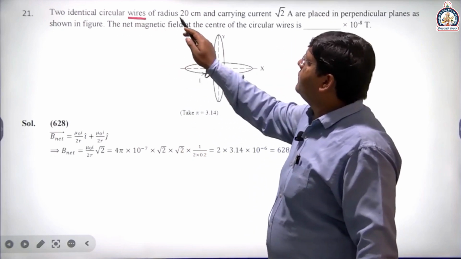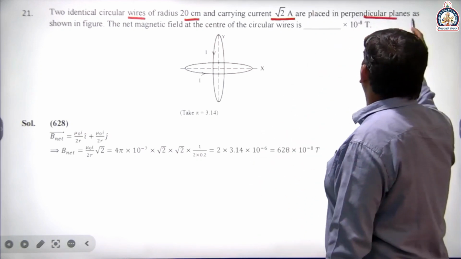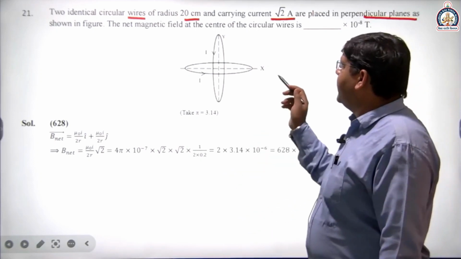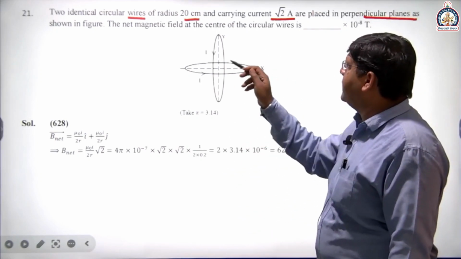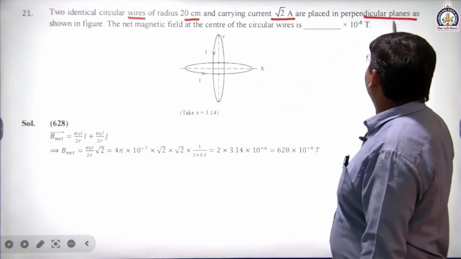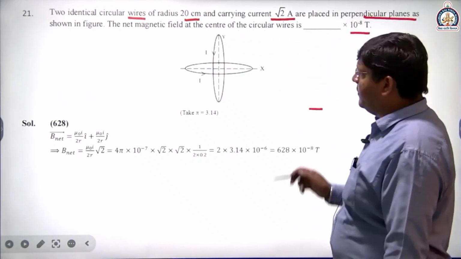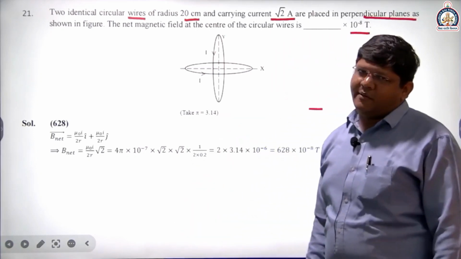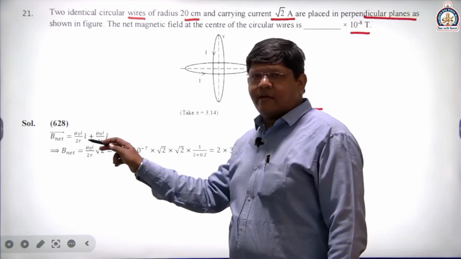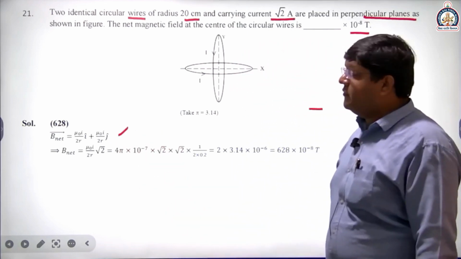2 identical circular wires of radius 20 cm carrying a current of √2 ampere are placed in perpendicular planes as shown in figure. Okay, we are provided with 2 circular wires, first named X and other Y, having a radius of 20 cm and carrying current of √2 ampere, placed perpendicular. The net magnetic field at the center of the wire, we have to calculate. So the net magnetic field is given by mu naught I upon 2r i for horizontal and mu naught I upon 2r j for vertical.